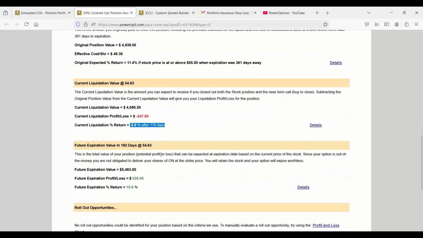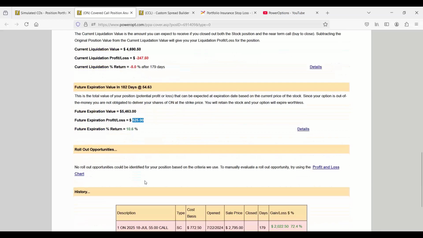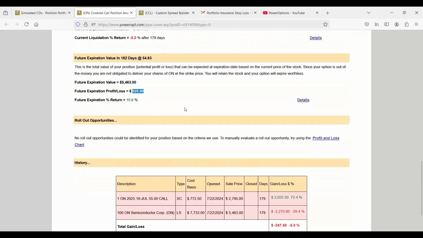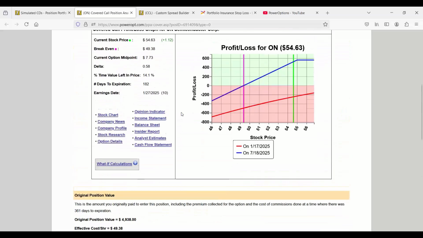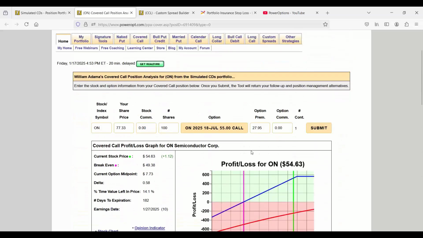But if the stock stays where it is in the next 182 days, meaning it stays even below our strike price at 54.65, 54.50, we'd still make a profit of 10.6% when all the remaining time value is out of that call, it expires worthless, and we could close the stock. We'd still have a small profit, 10.6%. But again, this one doesn't show any rollout opportunities because we're pretty much right at the money with 6 months to go. In the background, it is looking at the different basic rules we would look for to roll or adjust the covered call position.